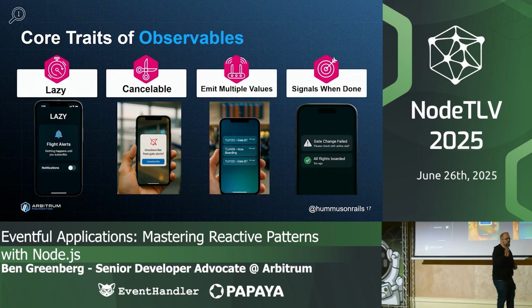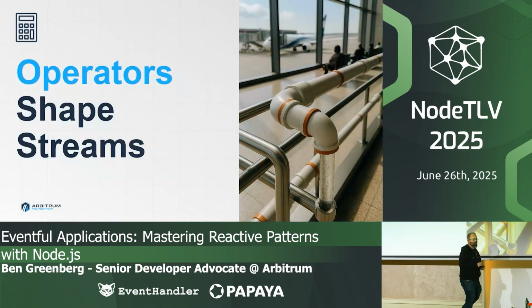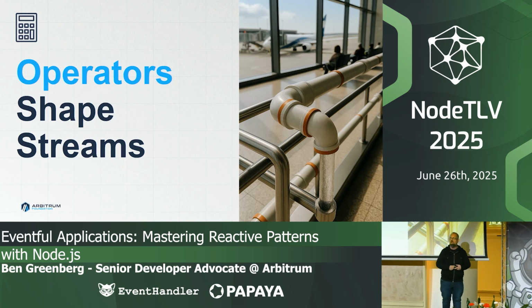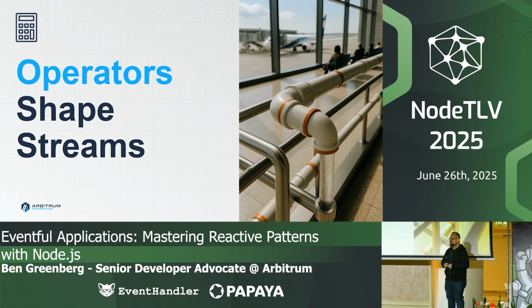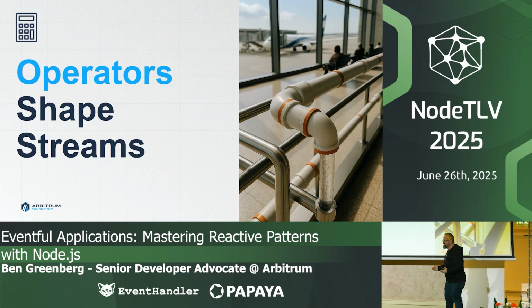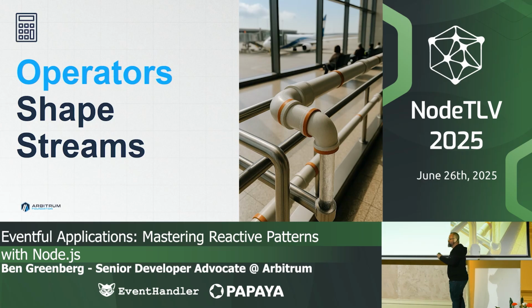So knowing these 4 key traits of observables, how do we then transform that data once we're observing it? Well, we use operators. Operators allow us to operate on a data stream.